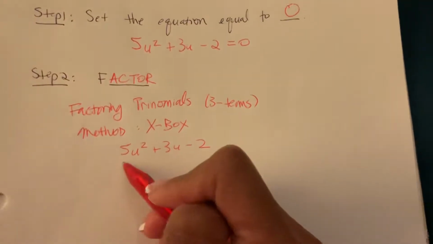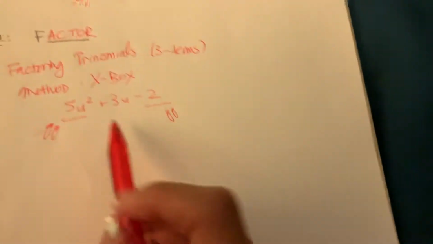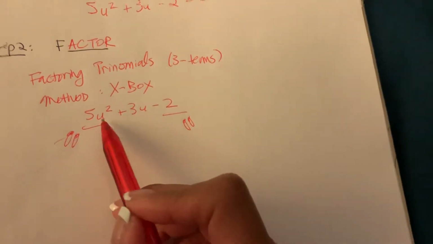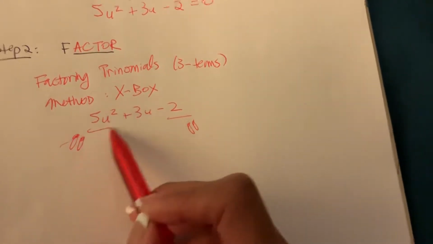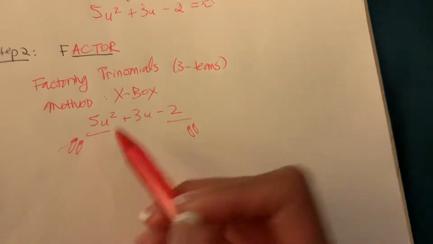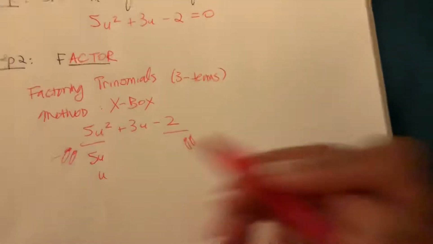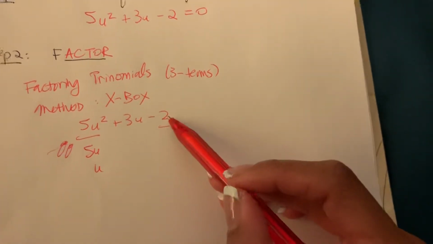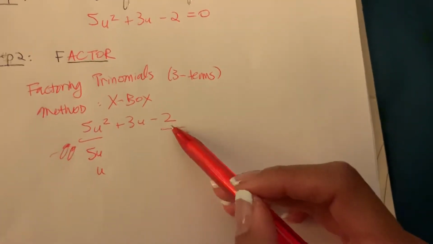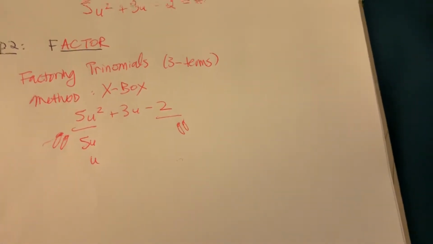Then I look at the first term and the last term. Those are the eyeballs. I look at the first and the last term and ask myself, what are 2 terms that multiply to give me 5u squared? In other words, what are the factors of 5u squared? Two things that multiply to give me 5u squared are 5u and u. That's the only choice. What are 2 things that multiply to give me a 2? Well, it's either going to be 1 and 2 or 2 and 1. So the order does matter.